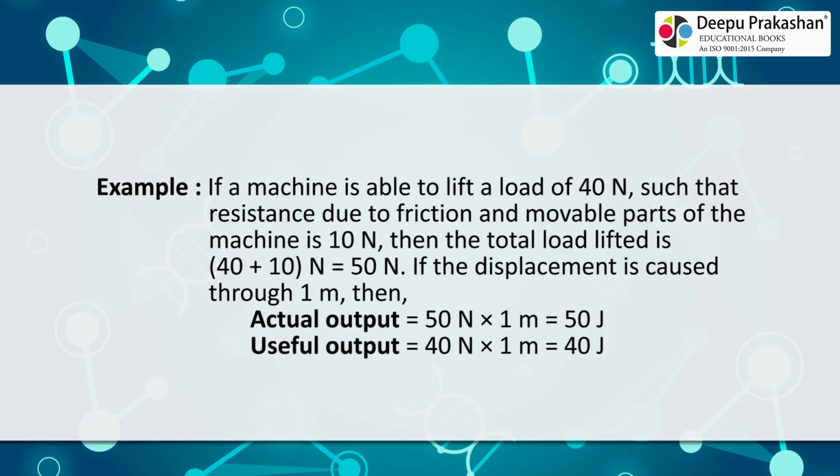Example: if a machine is able to lift a load of 40 N, such that resistance due to friction and movable parts of the machine is 10 N, then the total load lifted is 40 plus 10 N, which is equal to 50 N. If the displacement is 1 meter, then actual output is equal to 50 N times 1 meter equals 50 joules. Useful output is equal to 40 N times 1 meter equals 40 joules.